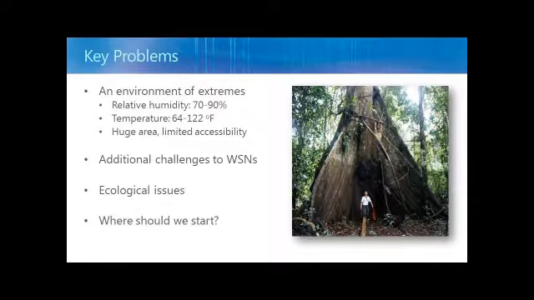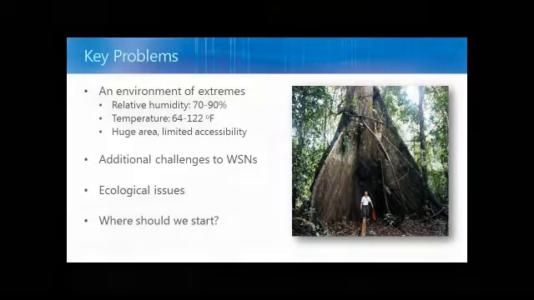And we have some key problems when we talk about the rainforest, especially in the Amazon forest. The environment is an environment of extremes. The relative humidity is very high. Temperature oscillation is also very high. And the area is pretty much a huge area, so not all the forests are accessible for us to deploy sensor nodes and so on.